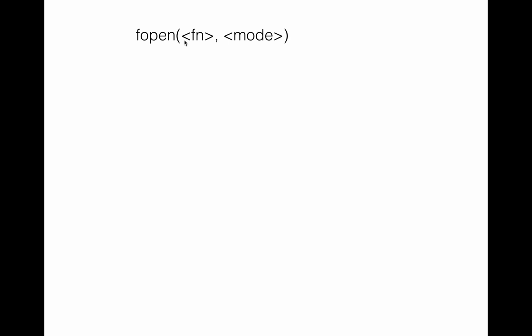The syntax of fopen is like this. It expects two arguments, the first one being the file name and the second one is the mode. Both these arguments are strings. The second argument, mode, can be either r, that means you open the file for reading, w, meaning you open the file for writing.